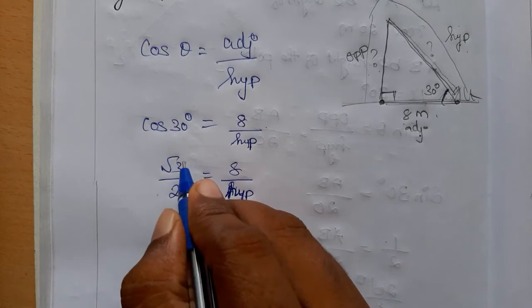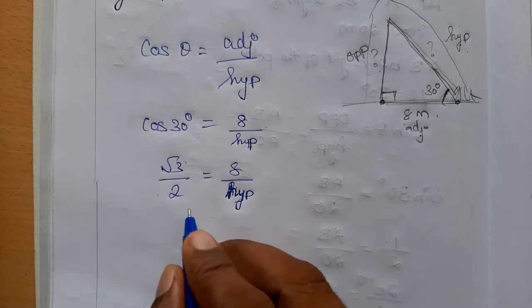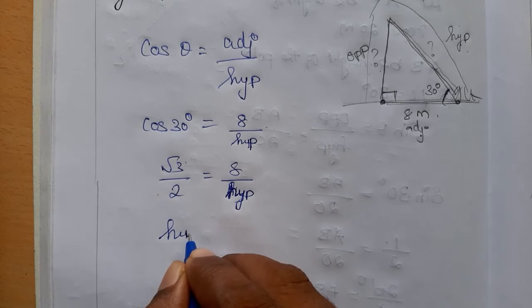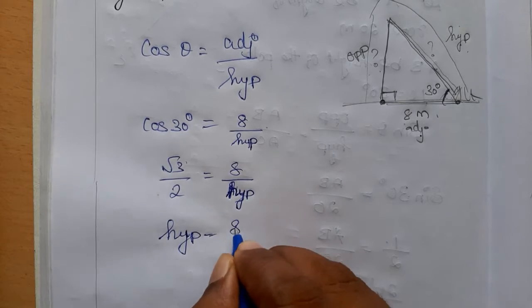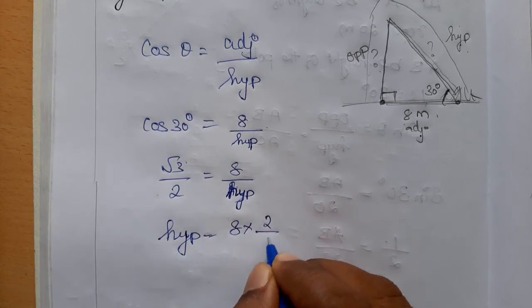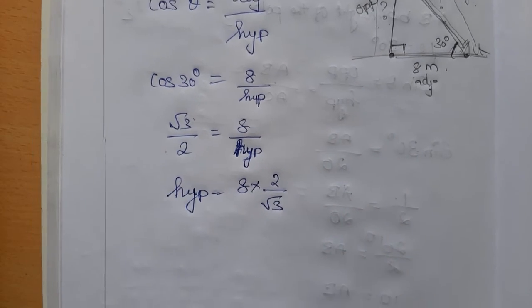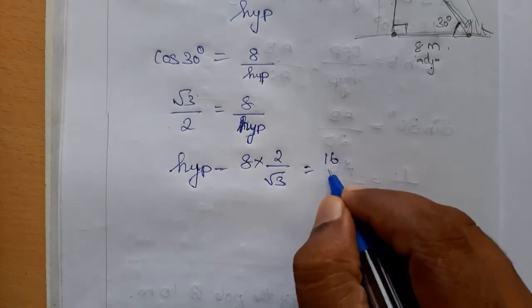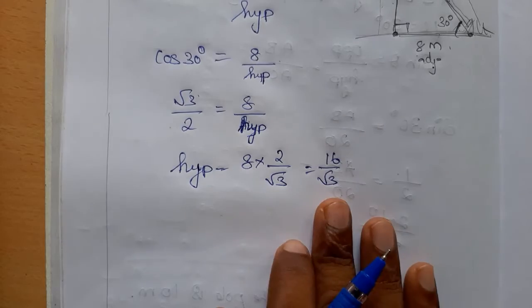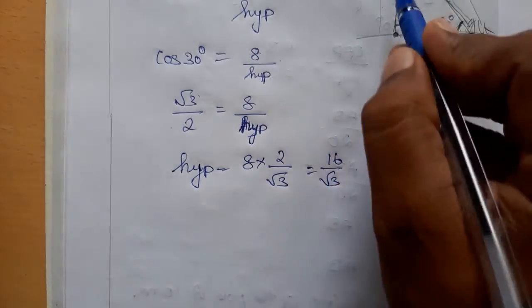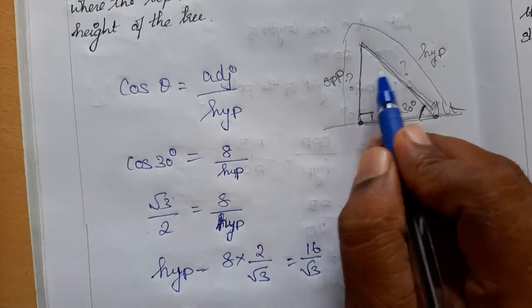So let us take the hypotenuse across by multiplication, and it will become a reciprocal. So hypotenuse is equal to 8 into 2 by square root of 3. So it is equal to 16 by square root of 3. Let the 3 stay here. We will solve it at the last.